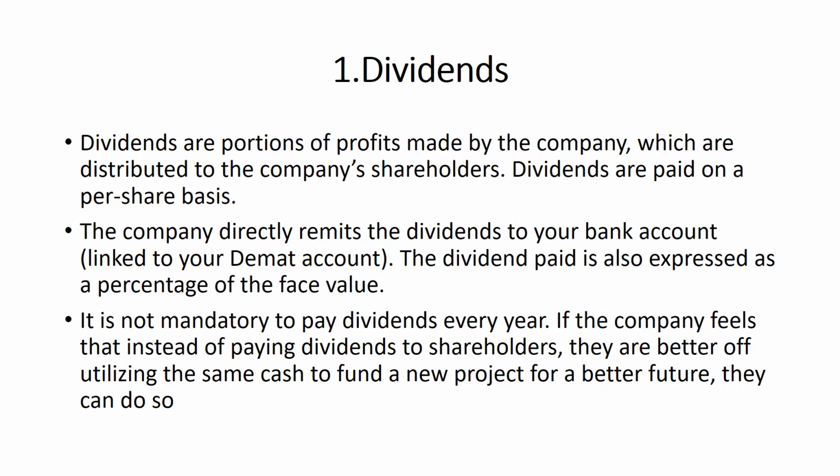The company directly remits the dividend to your bank account, which is linked to a demat account. So suppose you have an account in Zerodha. Once TCS declares it, based on the number of shares you have, you will get 10 rupees for each share. The amount will be credited to your account. And the dividend paid is also expressed as a percentage of the face value.